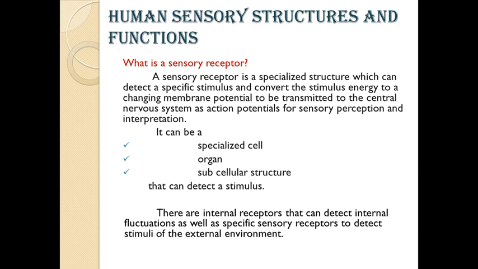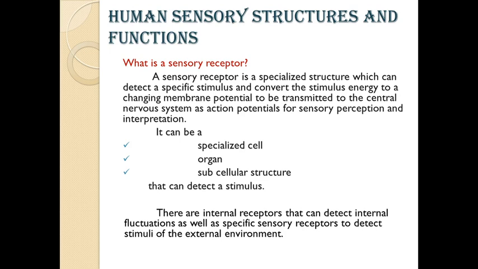So the meaning of this is that a receptor is specialized to detect a particular specific stimulus, and then it can convert the energy of the stimulus to an electric nerve impulse and transmit it to the central nervous system, the brain and spinal cord, as an action potential, that means as a nerve impulse for sensory perception. That is the meaning of this definition.